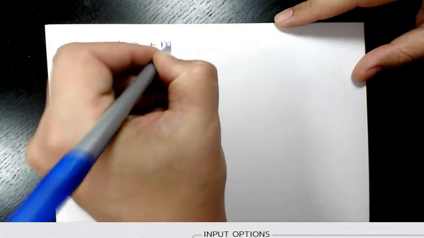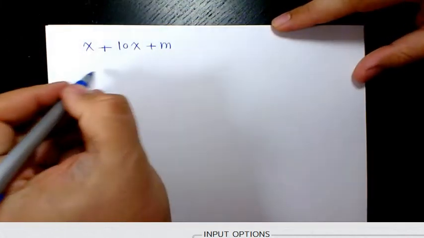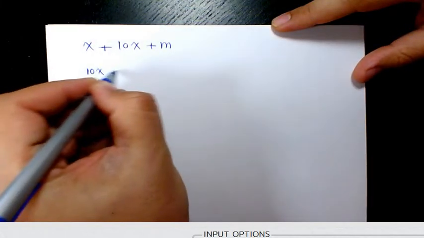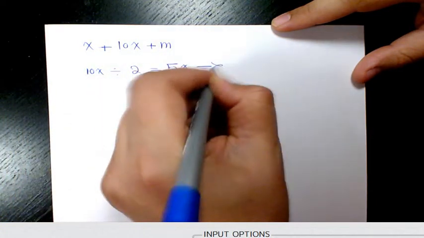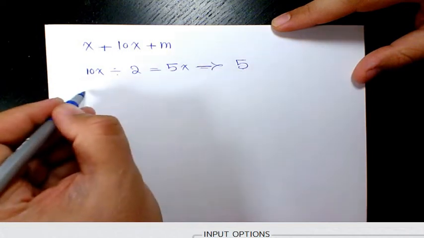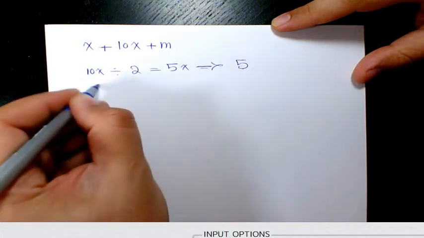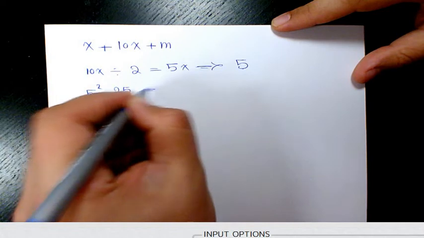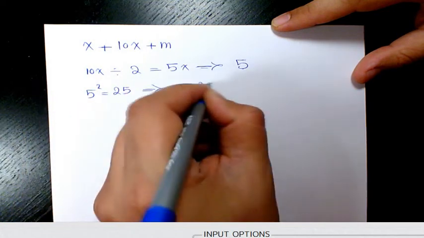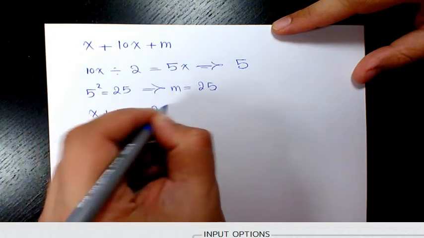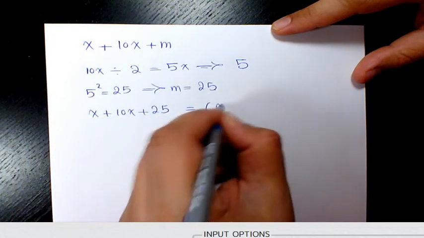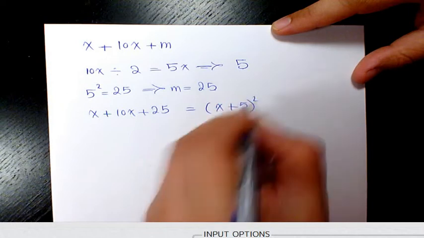Next example, x squared plus 10x plus m. What is going to happen here? We say 10 divided by 2 is going to be 5. So 5 squared is going to be 25. Therefore, m will be 25. So we have x squared plus 10x plus 25, which is the same as (x plus 5) to the power of 2.